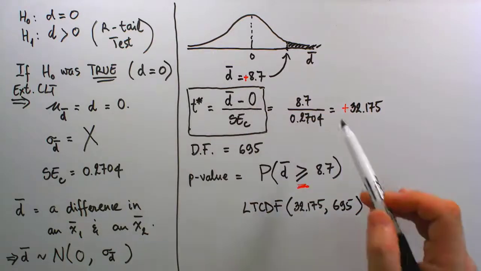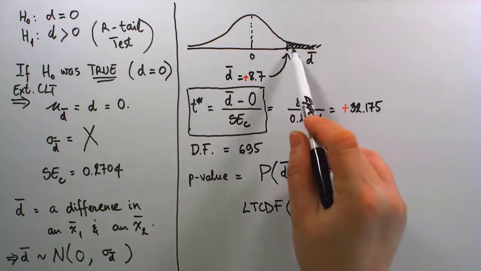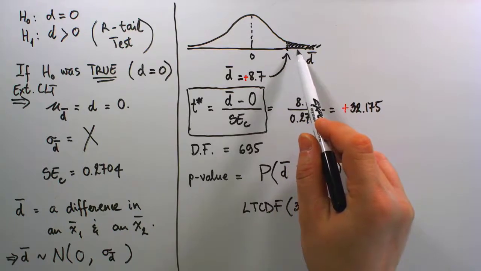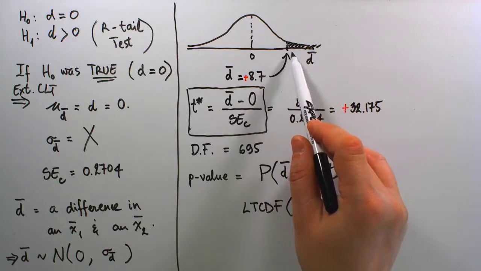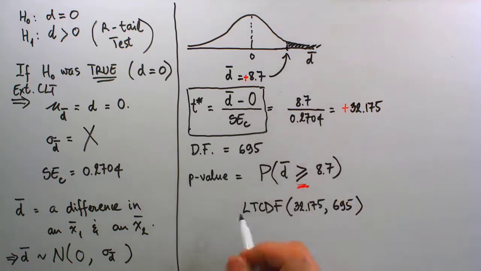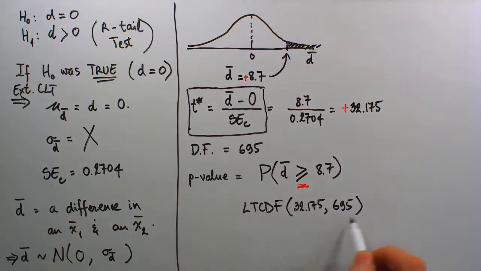But since we are calculating at least a close enough approximate to the area that's shaded to the right-hand side of 8.7 of our sample on this bell curve, we need to subtract the answer from the LTCDF program from 1. And that is how we are setting up the structure.